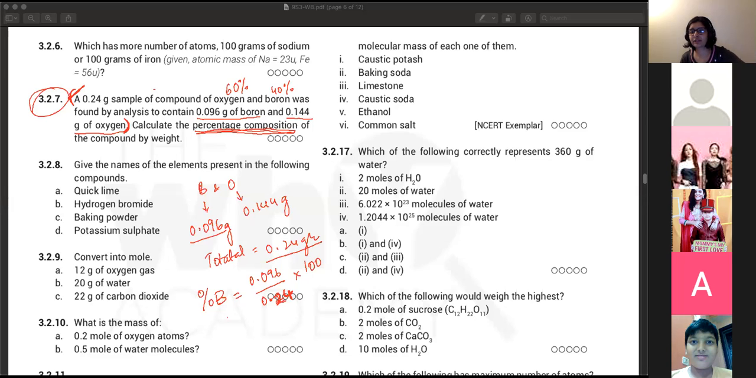Okay. Whoever has solved it, you can start doing 3.2.9. So basically this is a very simple direct problem. You're given masses, you need to convert it into moles. That you can easily do with the direct formula.